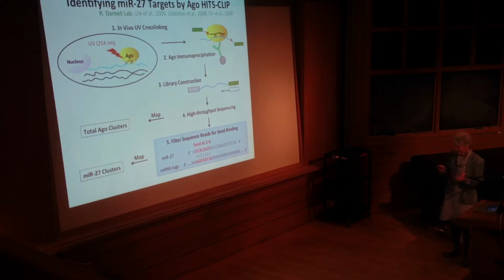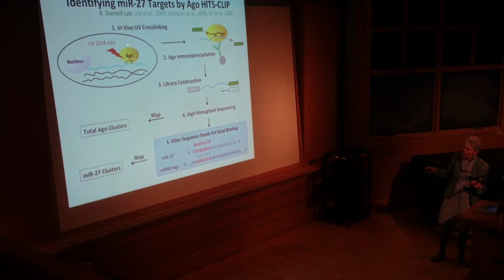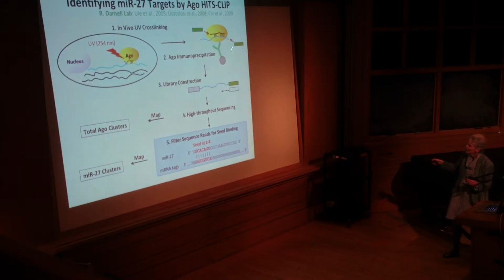And the way this technique goes is that you take intact cells, you UV irradiate them. This forges covalent contacts between proteins and RNAs in the cell. So if this is a microRNP sitting on the 3' UTR of a messenger RNA, there will be cross-links between AGO and both the microRNA and the contacted messenger RNA. You then add a little bit of ribonuclease to chew away the ends of the messenger RNA.